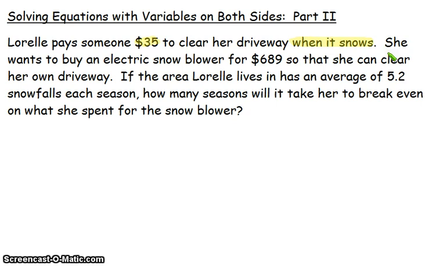What she wants to do is buy an electric snowblower, and that's going to cost her $689. That is the snowblower. She wants to start doing this herself instead of paying $35 every time. She just wants to make a purchase so that she can clear her driveway herself. Now, where she lives, the area Laurel lives has an average of 5.2 snowfalls. 5.2, so quite a few snowfalls. She has 5.2 snowfalls each season.